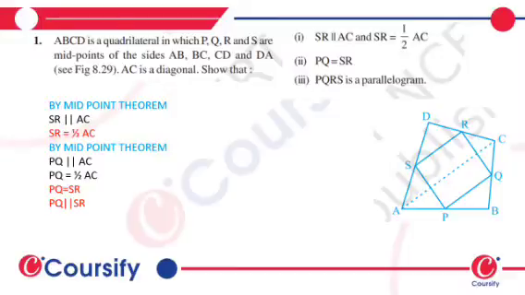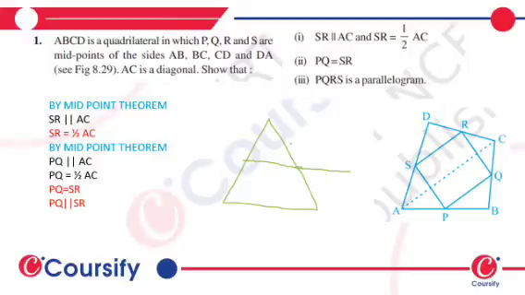Before starting this exercise, let me tell you this exercise is mostly based on the midpoint theorem. The midpoint theorem says that in a triangle, if the midpoints of two sides are joined together, then the line formed will be parallel to the third side of the triangle, and vice versa. Most of the questions you will find are based on the definitions only.